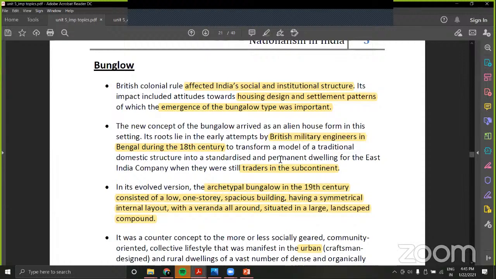So it started in the 18th century and affected the Indian social and institutional structure. Why it affected: since it is a large space and a single bungalow will be there, and all other space is taken as a garden. You can see this bungalow in the Madhyasapatina movie also. There will be a single bungalow and all the outer spaces will be garden. So bungalows were one of the major things of the British people in those periods.